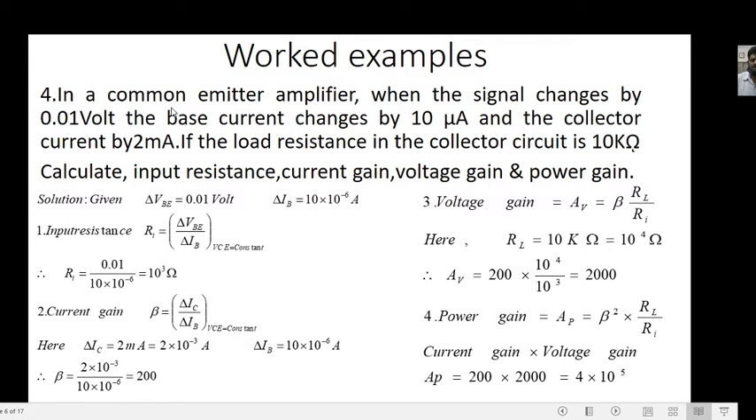Read the question once again. In a common emitter amplifier, when the signal changes by 0.01 volt, the base current changes by 10 microampere and the collector current by 2 milliampere. If the load resistance in the collector circuit is 10 kilo ohm, calculate the input resistance, current gain, voltage gain and power gain of the common emitter amplifier.